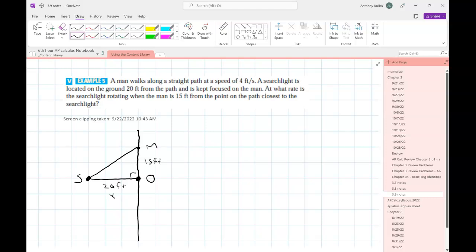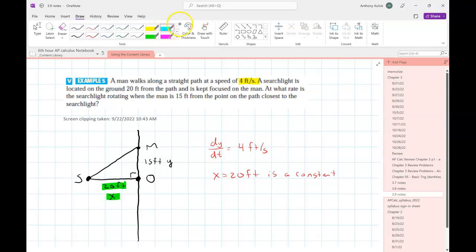So let's label this side X and this side Y. Again, the vertical one I'm going to call Y and the horizontal one I'll call X. So this man walking along the path at 4 feet per second is dy dt. Everybody okay with why that is? Okay. So we note here, what can I say about that quantity? Constant. Okay.